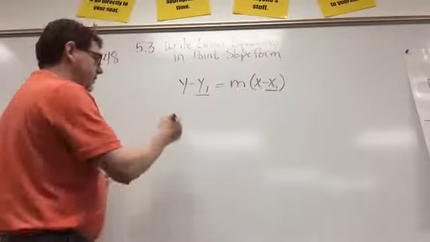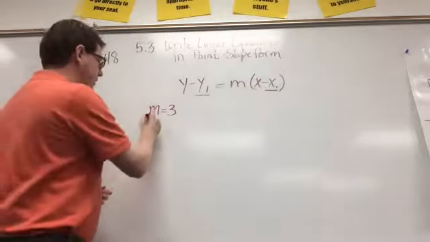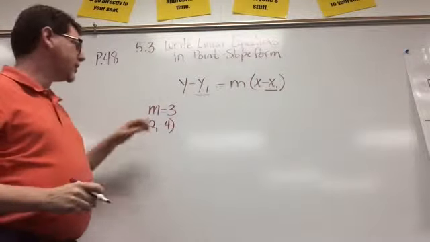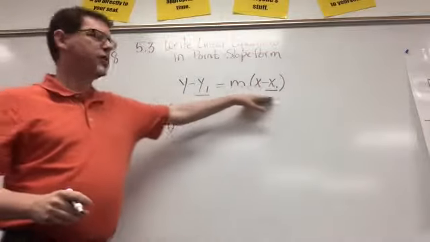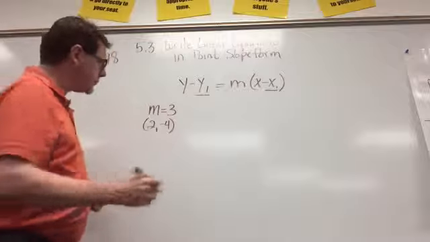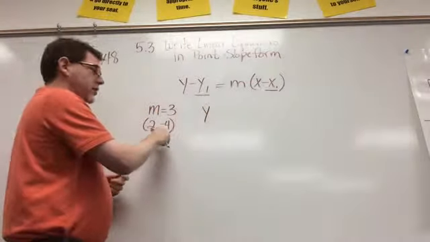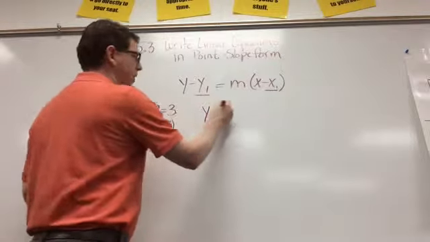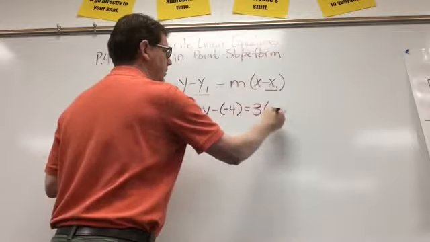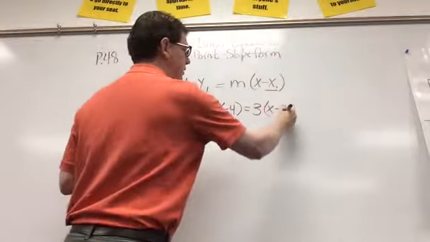So let's say in the example, I'm given that the slope of a line is 3, and it passes through the point 2, negative 4. So I need to plug in this information in my equation to give me an equation of a line in point-slope form. So I'm just going to plug in what I know. I know y is going to be y, and y1 is negative 4. Y minus negative 4 equals m, which is 3, times the quantity of x minus x1, which is 2.